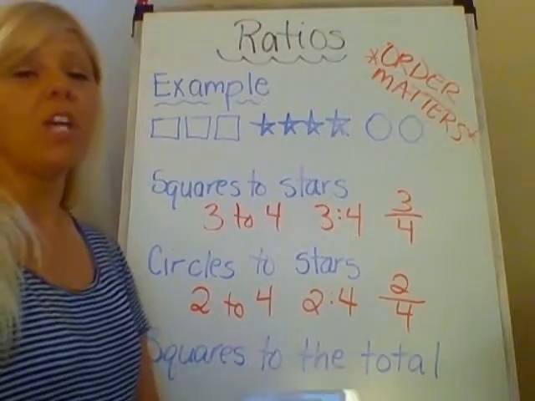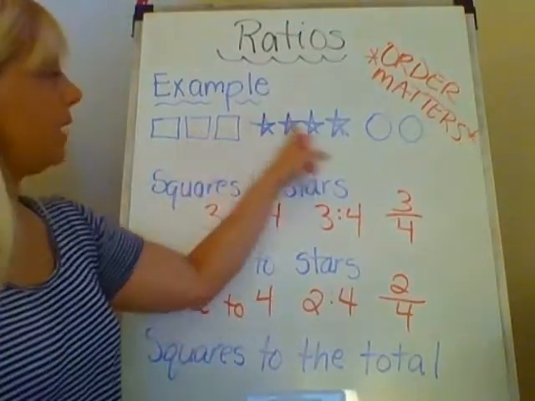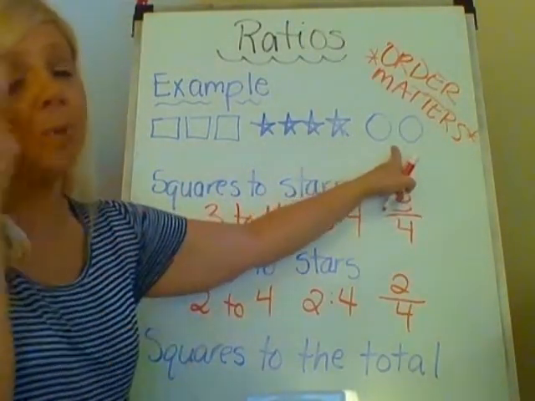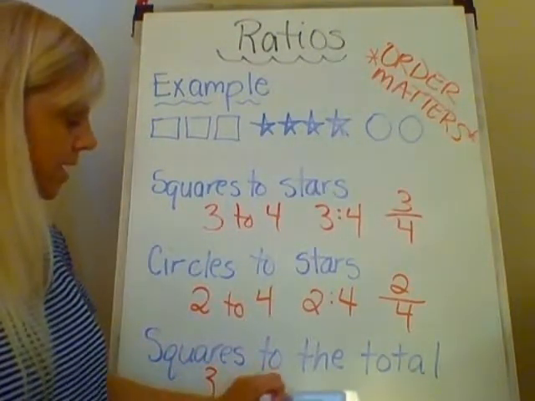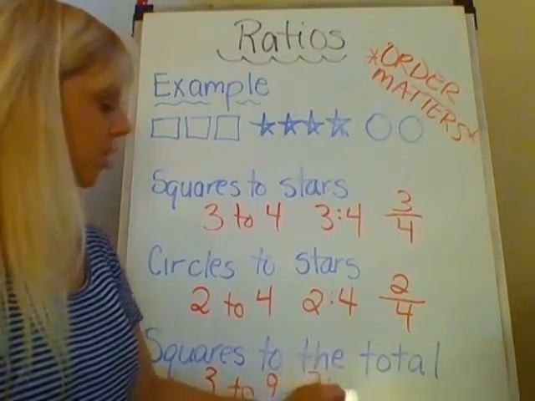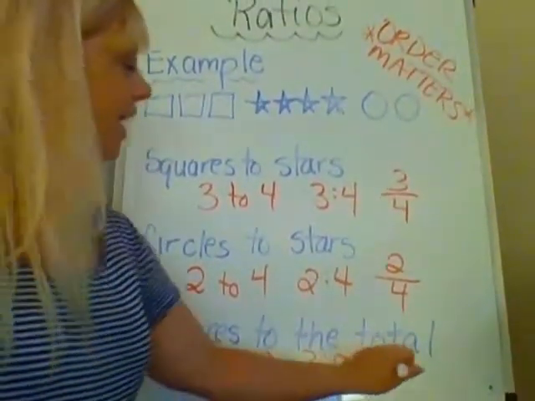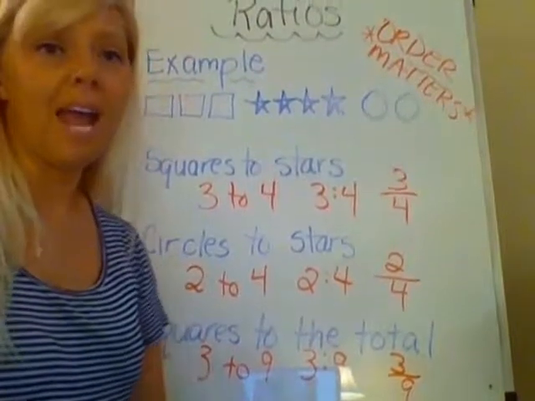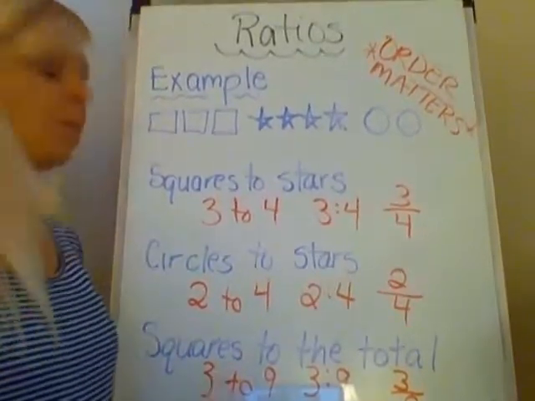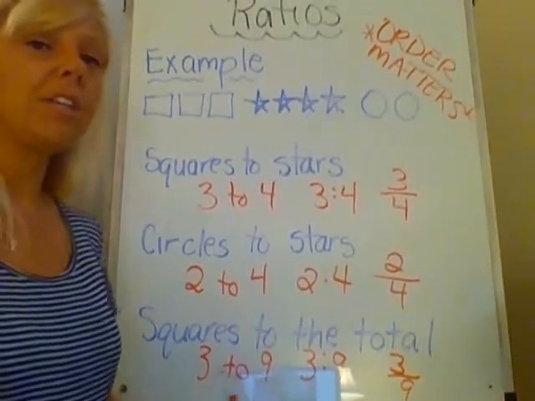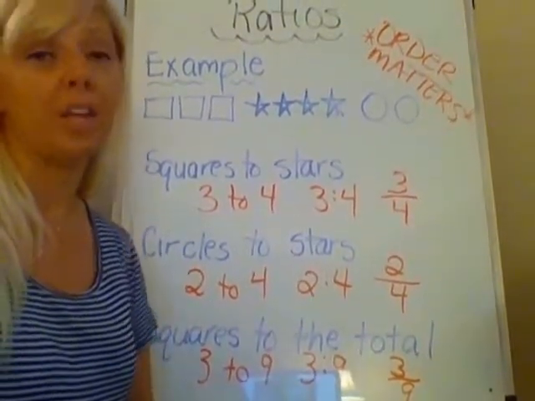Squares to the total. So if I want the total, then I'm going to think, how many total do I have? I have 3, 4, and 2, which make a total of 9. So my squares is 3. So 3 to 9, or 3 colon 9. I still say 3 to 9. And 3 to 9 as a fraction. So I can write it that way as well if I wish to. And some of us might notice that 3 and 9 have common factors. So I can put that as 1 to 3, 1 to 3, and 1 to 3, and put that in lowest terms.